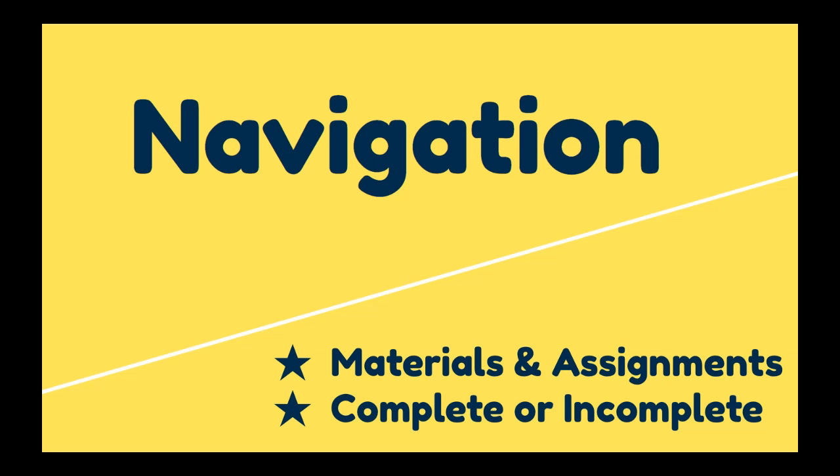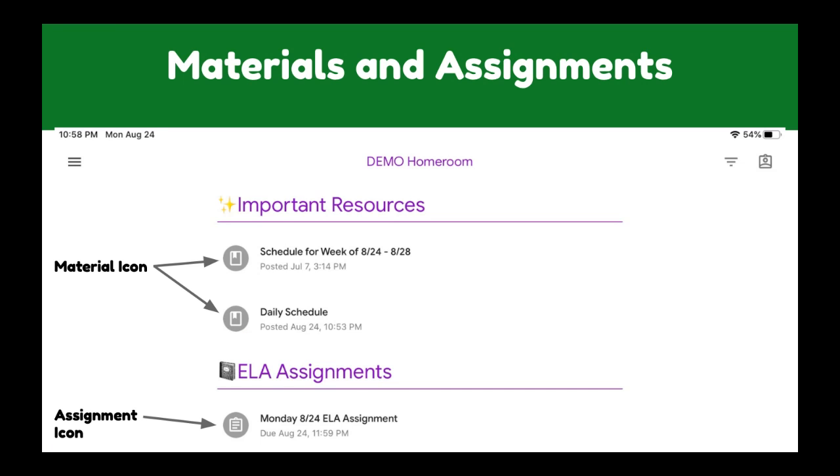The next thing we're going to talk about is navigation: how to move around in the app, looking at materials and assignments and whether things are complete or incomplete. So there are 2 different types of things a teacher can post. We can post materials, which are things for your student to reference, but don't necessarily require them to work on something and turn it in. And then there's an assignment, which is something that's posted that your child needs to complete and submit.